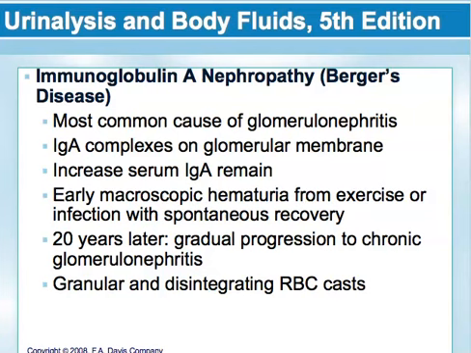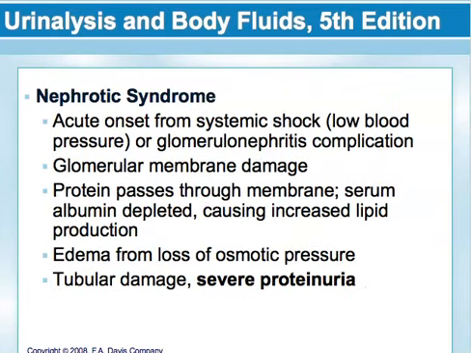With this one, the patient can be asymptomatic for as long as 20 years, except for sporadic episodes of macroscopic hematuria. And even though it shows no symptoms at varying times, it can still gradually progress to chronic glomerulonephritis and end-stage renal disease.